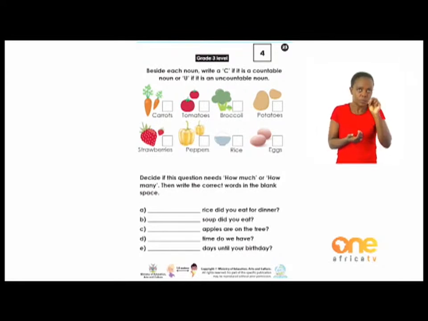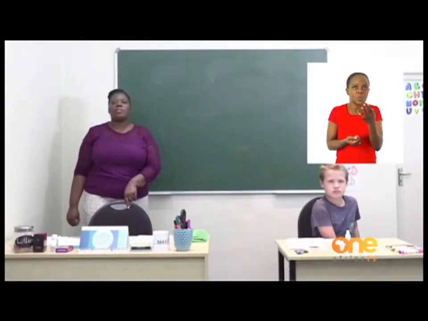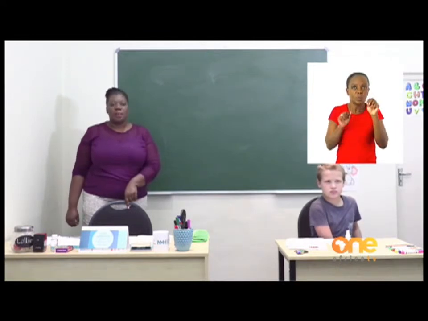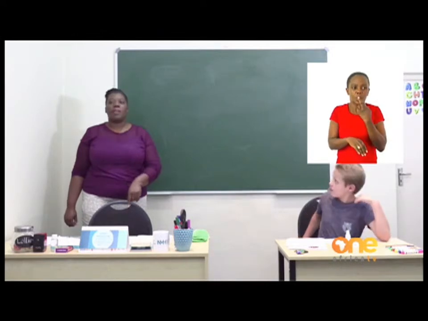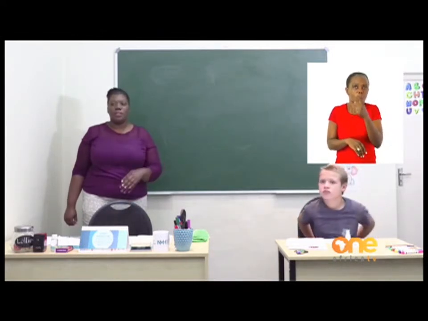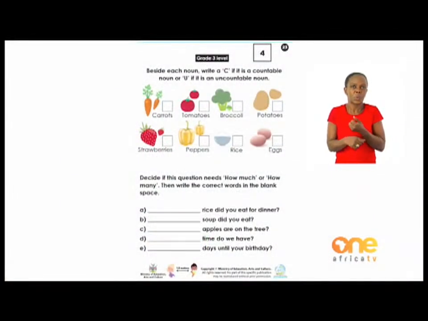What is a countable noun? Countable nouns are nouns that we can count. For example, tomatoes. We can count 1, 2, 3 tomatoes. And uncountable nouns are nouns that we cannot count. For example, sugar. Sugar in a bowl, we cannot count how many sugar there are. So those are uncountable nouns.